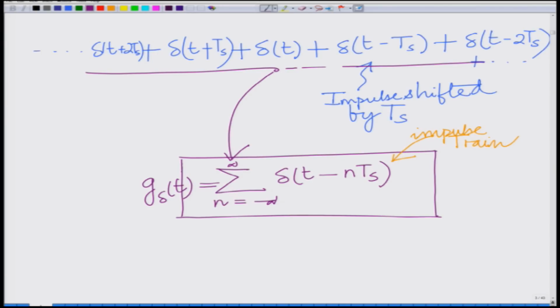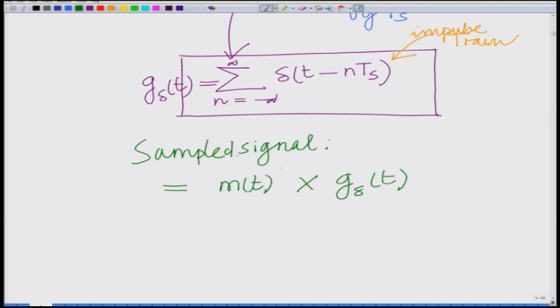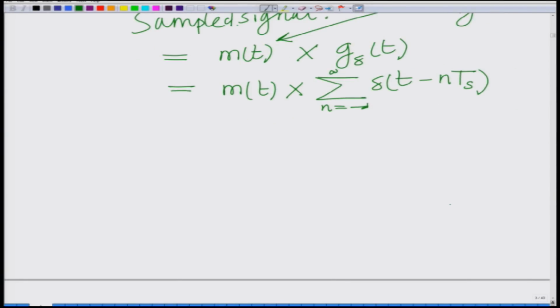Now the sampled signal can be generated as m t into G delta t, that is the product of the original signal to be sampled and the impulse train, which is m t times the summation n equal to minus infinity to infinity of delta t minus n Ts, which is equal to the summation n equal to minus infinity to infinity of m t delta t minus n Ts.